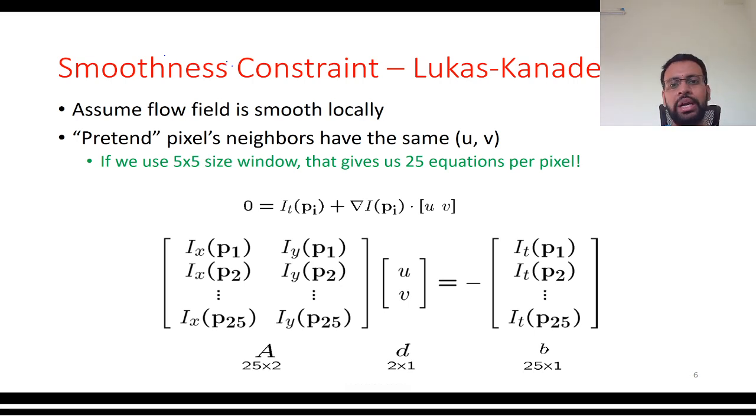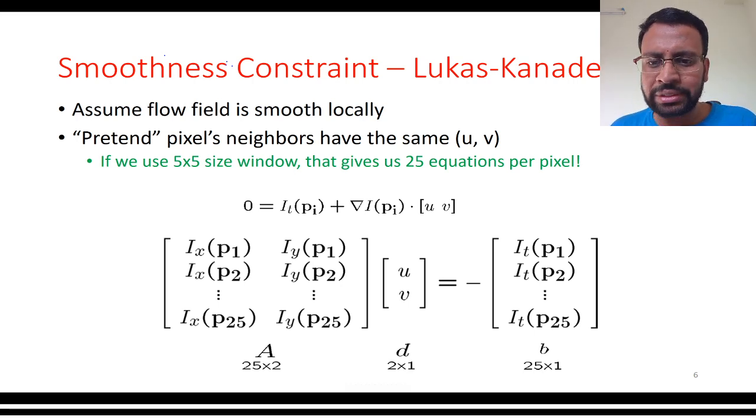constraint to impose. Another, more practical and more widely used approach is the Lucas and Kanade flow, where you would, I would say, pretend; the meaning will become clear as we understand it in more detail. So here what you pretend is that, rather than the whole image having the same displacements in x and y directions, all the neighboring pixels around that pixel, put together, have the same displacements in x and y. That's what the Lucas and Kanade flow assumes. Okay, so let's go through it in a bit more detail.